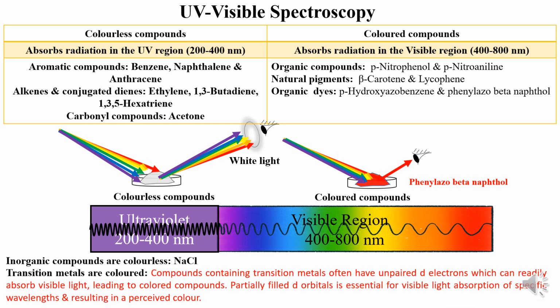And what about inorganic compounds? Now, inorganic compounds like table salt are colorless, while transition metals are colored, because in case of transition metals like copper or its salts, you see that they have unpaired d electrons, and these unpaired d electrons can readily absorb the visible light, leading to colored compounds. So the partially filled d orbitals in the inorganic compounds is essential for visible light absorption of specific wavelengths, resulting in a particular perceived color.